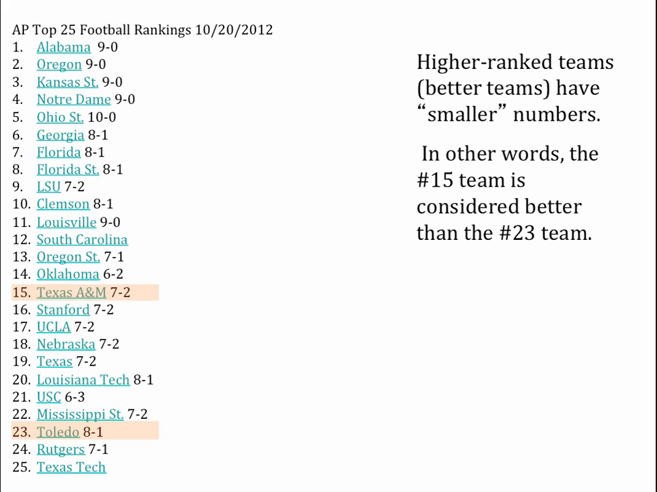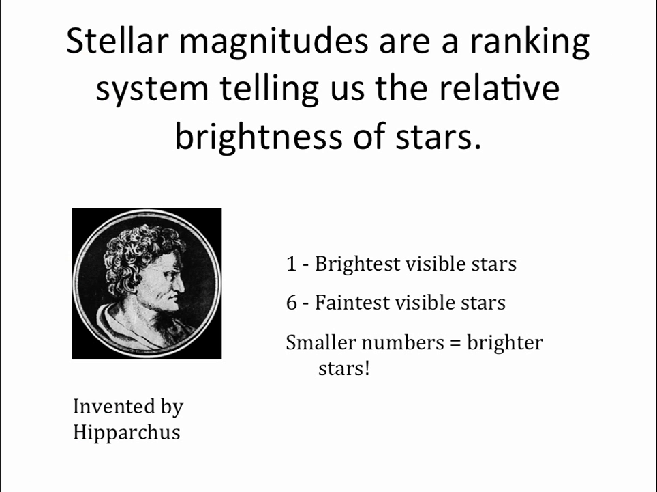So notice that higher ranked teams, the teams that we think are better, have smaller numbers. So we consider that the number 15 team is better than the number 23 team. Now Toledo fans may disagree, but if we assume these are correct, a smaller number means a better team. We have a very similar system in astronomy for telling us the brightnesses of stars.